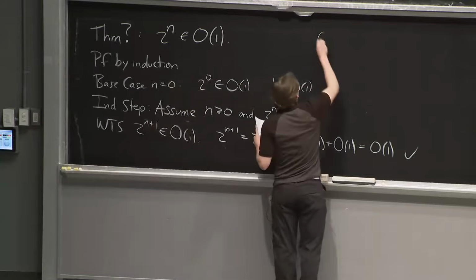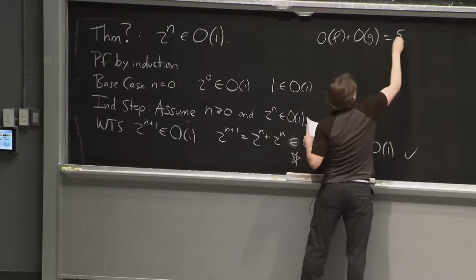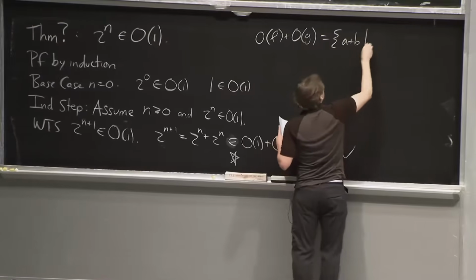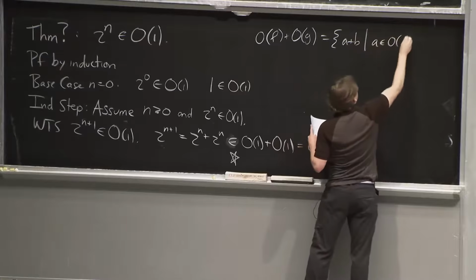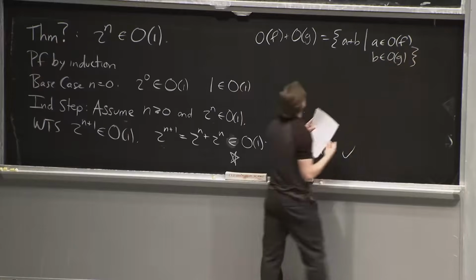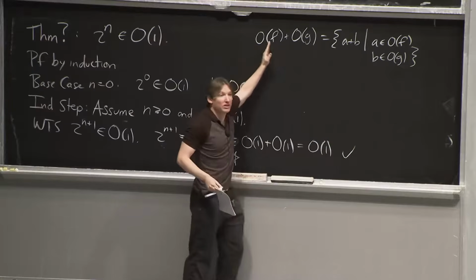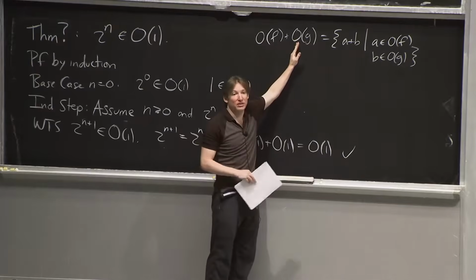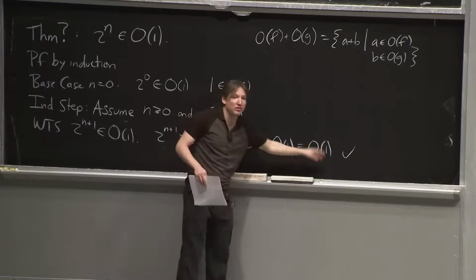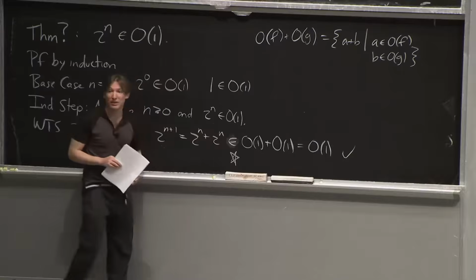But all we mean by it, O of f plus O of g, is just the set of functions a plus b, where a is in O of f and b is in O of g. This just means the set of things you can form by taking one function from this side and one function from that side and adding them together. And it is true that in this case, O of 1 plus O of 1 equals O of 1 as sets. So that's fine. That's not the mistake.